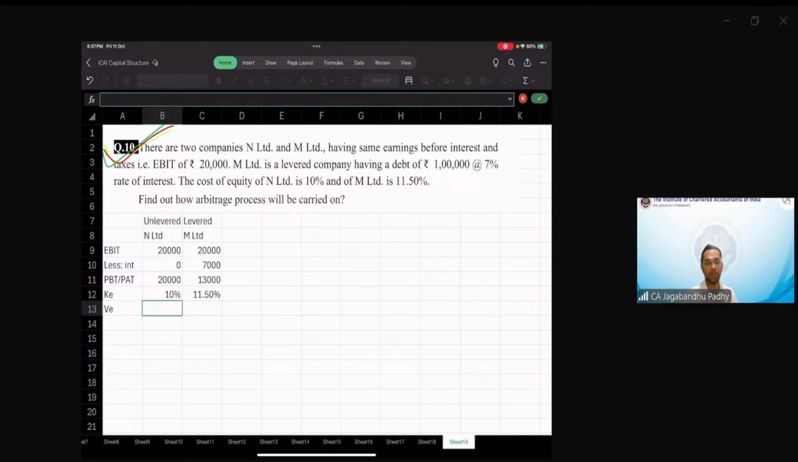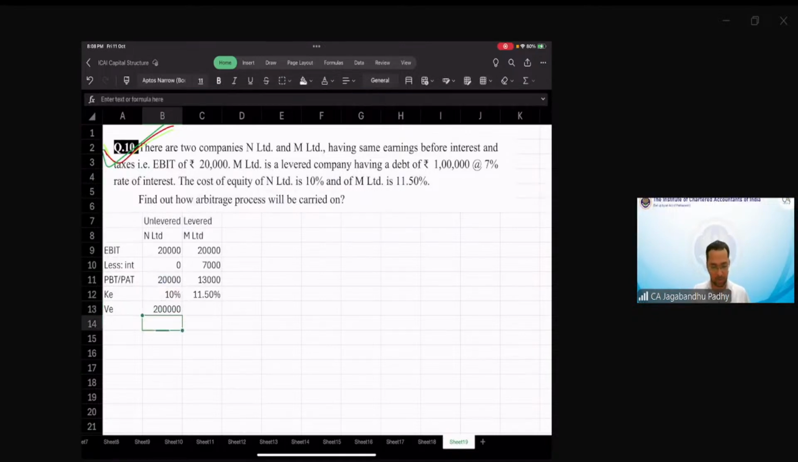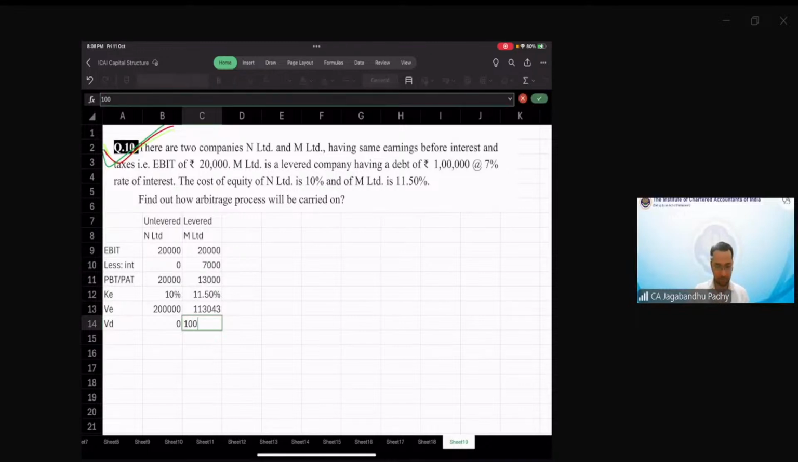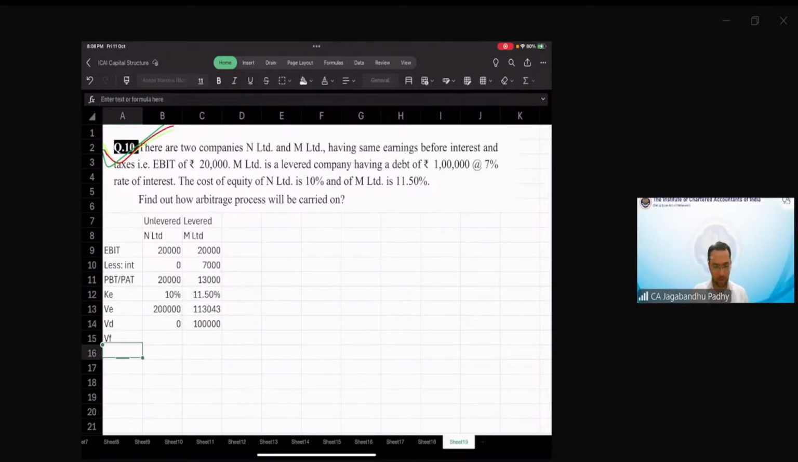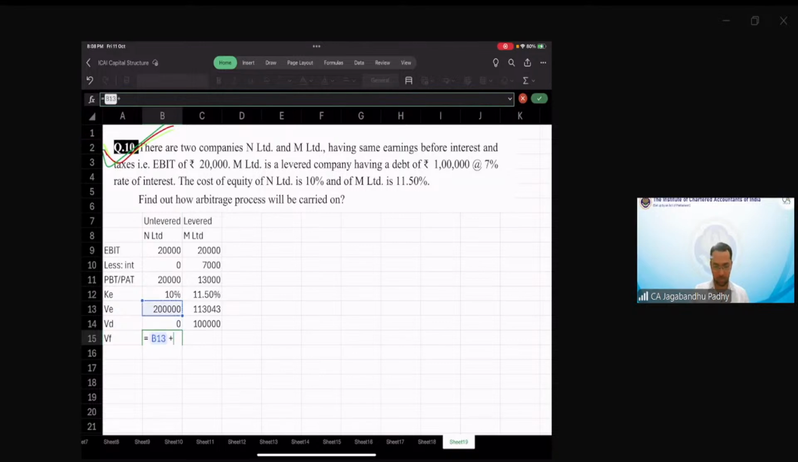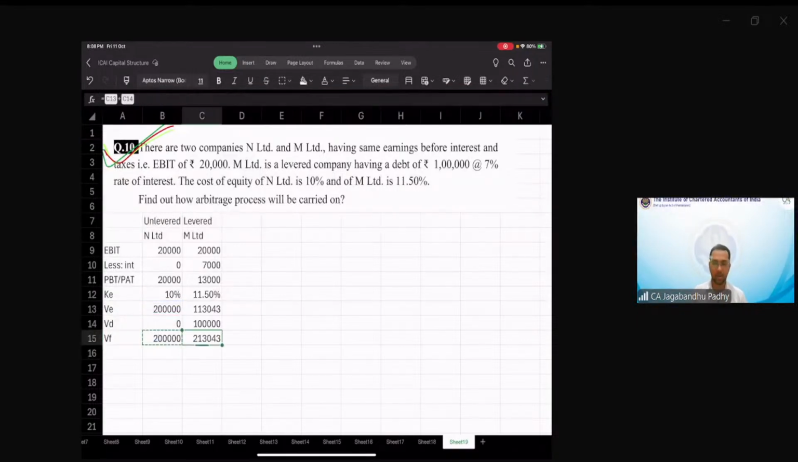Tell me, guys, what will be the value of equity for both companies? So for this, it will be 20,000 divided by 10%, and it is 1 lakh 13,043, correct? Now, what about the value of debt? There's no value of debt over here, but in this case, we have a debt of 1 lakh. Overall value of the firm is 2 lakh and 2 lakh 13,000, right?